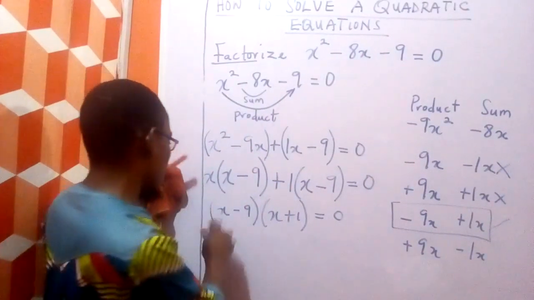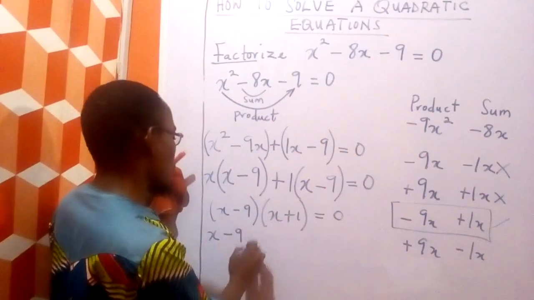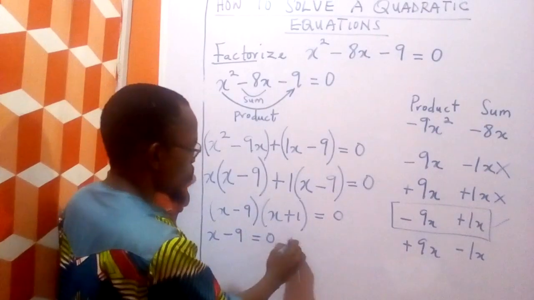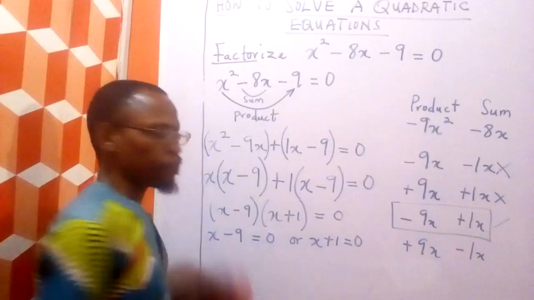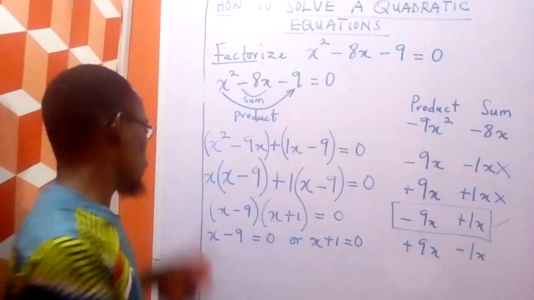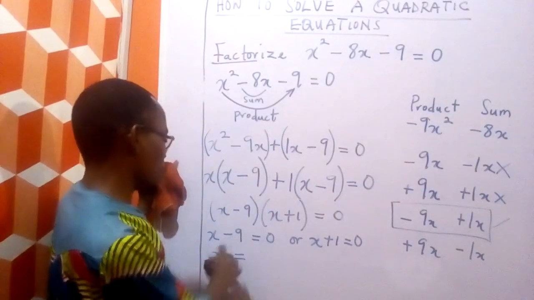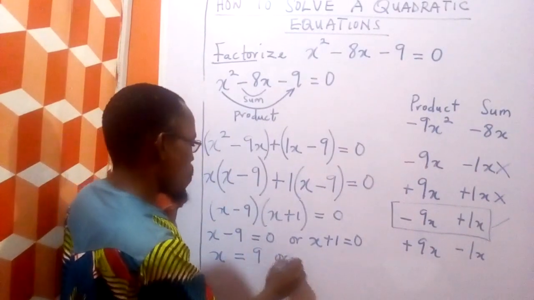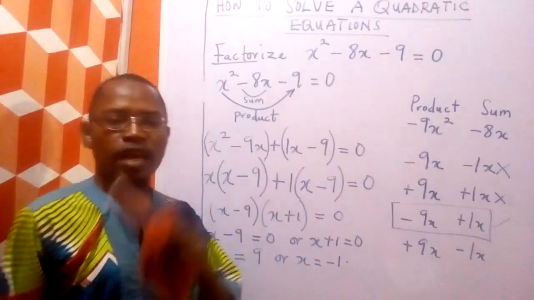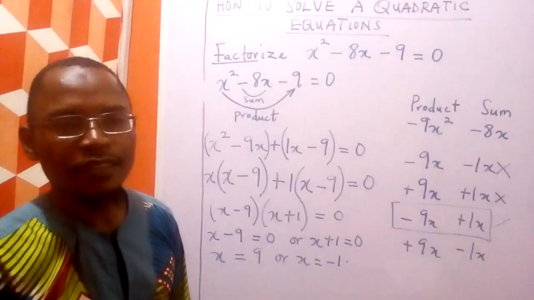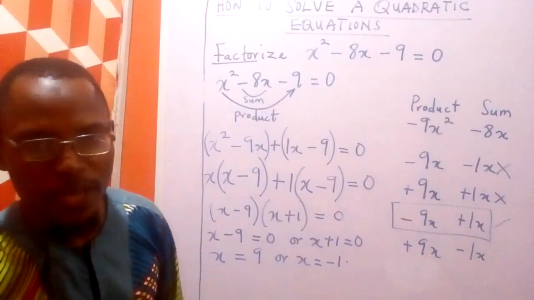And how do we do that? For the brackets, we have x minus 9 equal to 0, or x plus 1 equal to 0. So when we do this, our final answer will be x equal to 9, or x equal to minus 1. So that's it, guys. That's how we solve the quadratic equation using the factorization method.